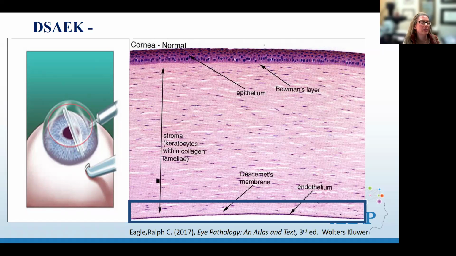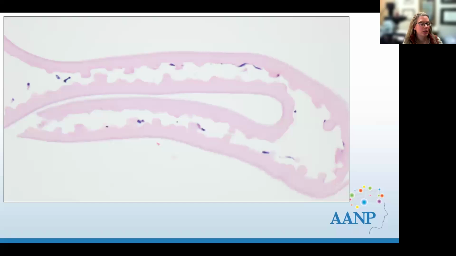So now what they're doing is DMEK, D-M-E-K, where they just do Descemet's membrane and the endothelium, no stroma. And so that's what we're going to look at. Okay, so here they are. So all you get are these tiny little specimens.